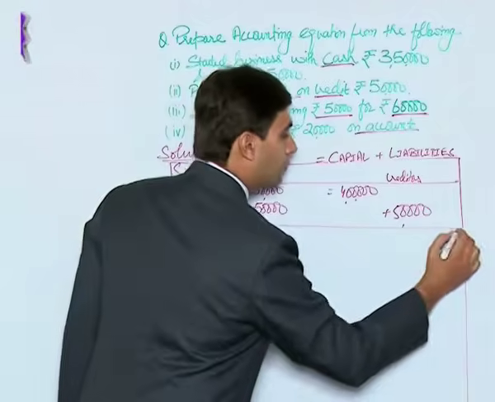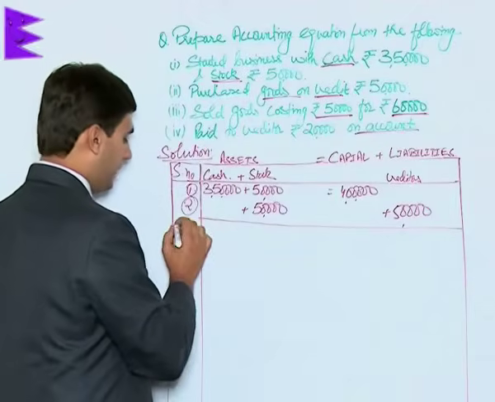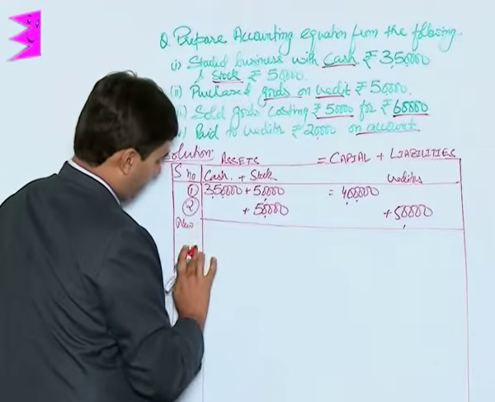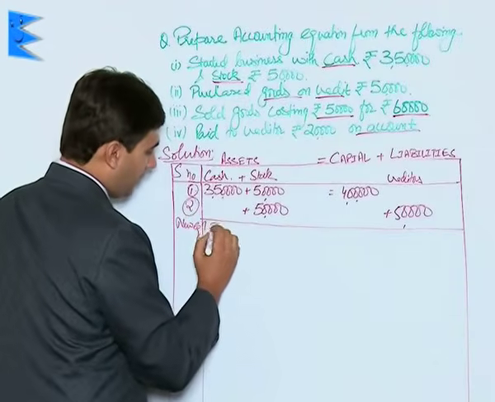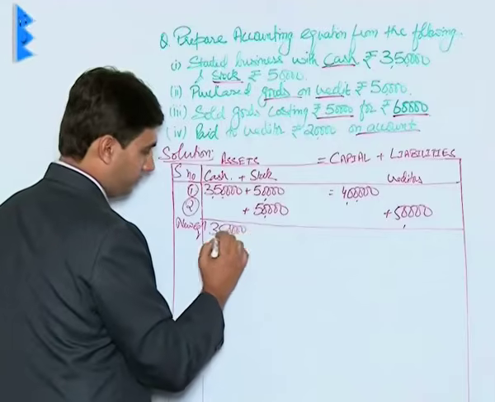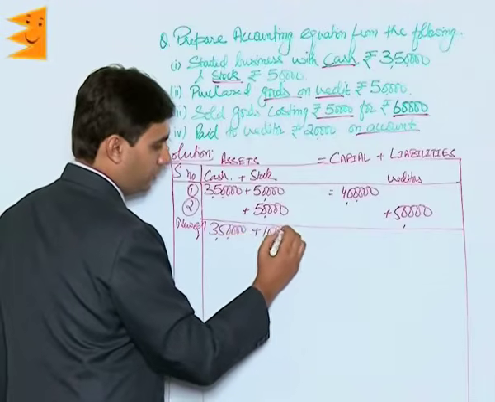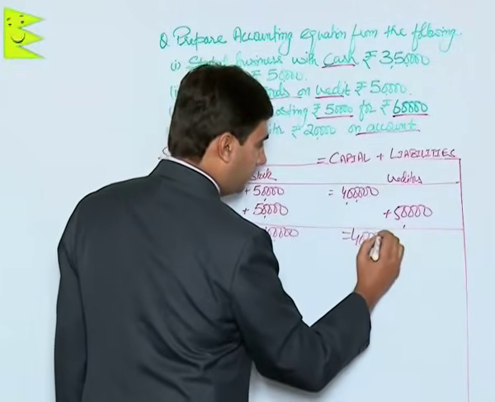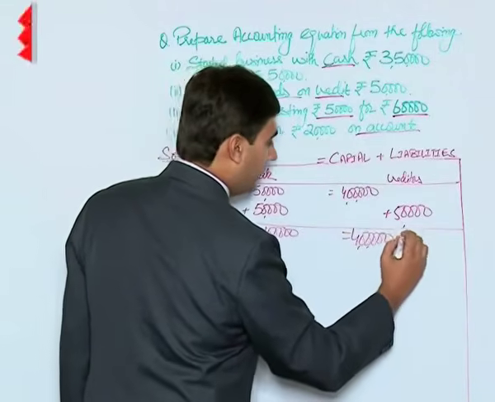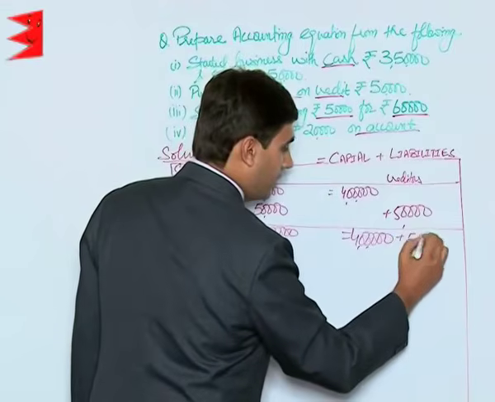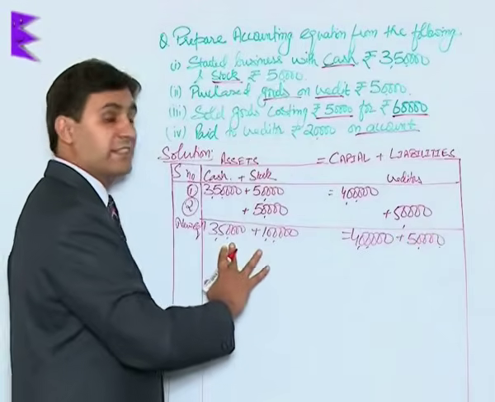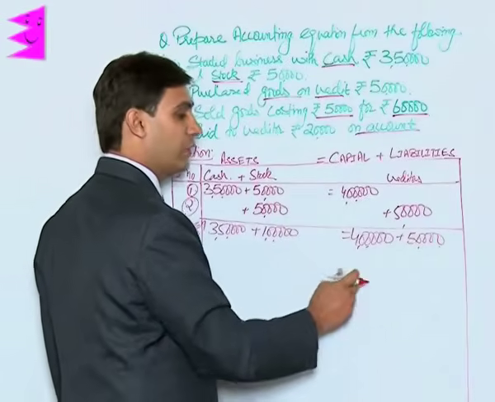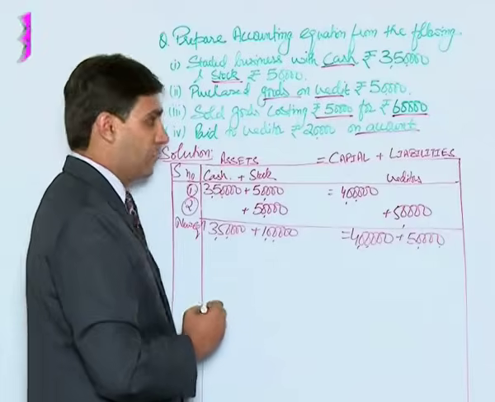Let us total these two transactions and find out whether they are equal or not. So the new equation becomes 3,50,000 in cash, 1 lakh in stock, the capital is 4 lakh and the creditors are 50,000. It is very clear that we have total assets of 4,50,000 and capital and liabilities also equal to 4,50,000.